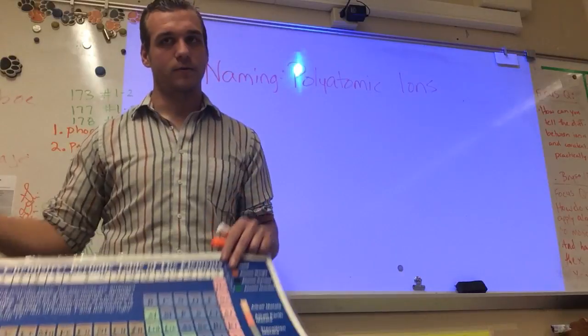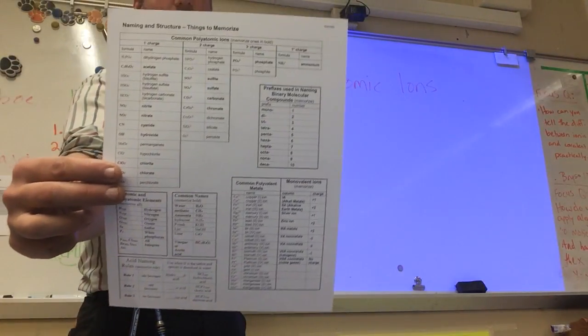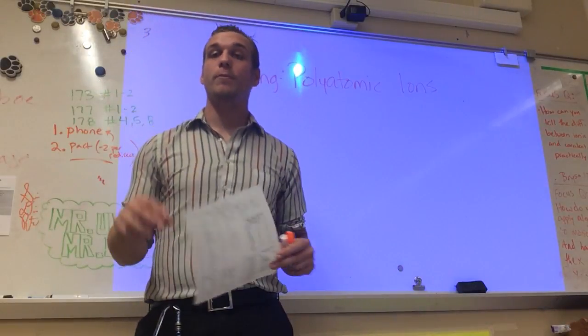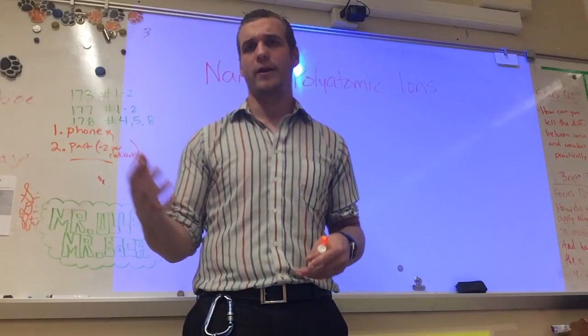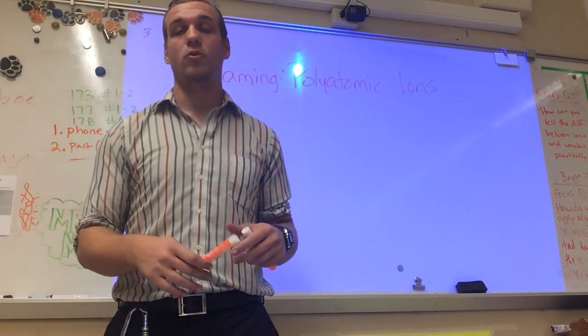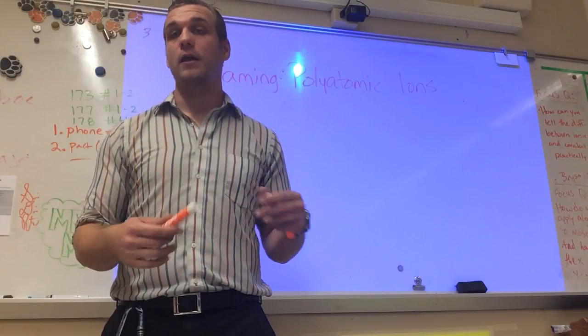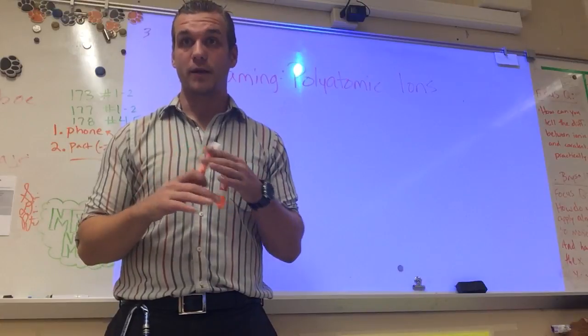I actually have that right here. So on the sheet at the very top, you're going to see the bold. Those are your polyatomic ions that you need to memorize. That's your acetate, carbonate, sulfate, sulfite. You have to remember ammonium, chlorate, chloride, nitrate, nitrite, cyanide, hydroxide, things like that. Okay, there's only 13. Memorize them for the test.